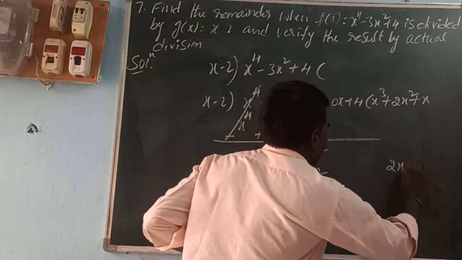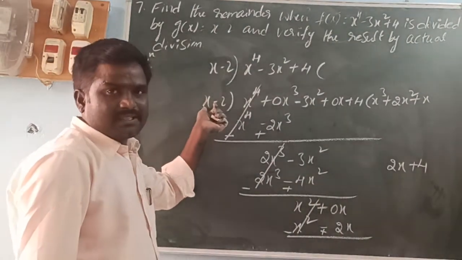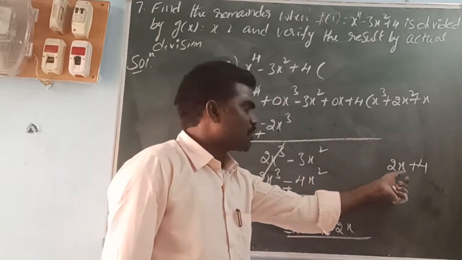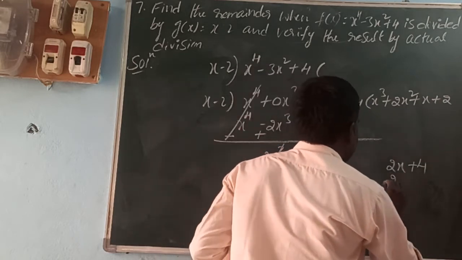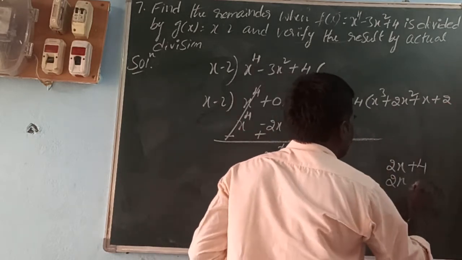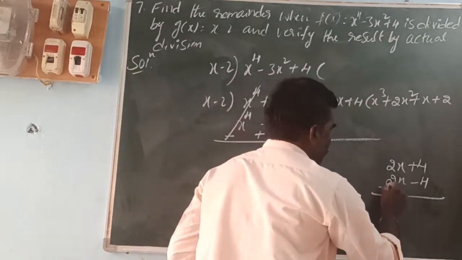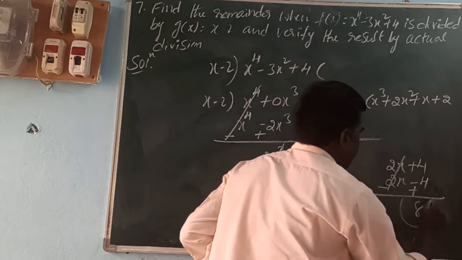Next, plus 4, we bring down 4. So here what is the term? x. Here what is the term? 2x. x is multiplied with which term to get 2x? That is here plus 2. 2 into x is 2x, and 2 into minus 2 is minus 4. So now the signs change. Plus becomes minus, minus becomes plus. Plus 4 minus minus 4 is plus 8.